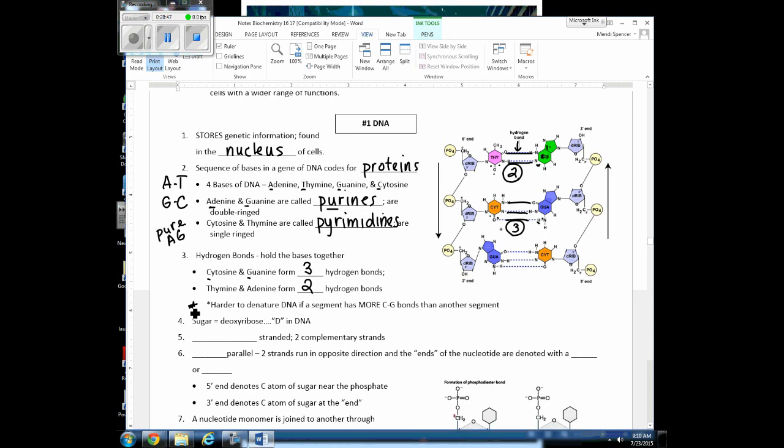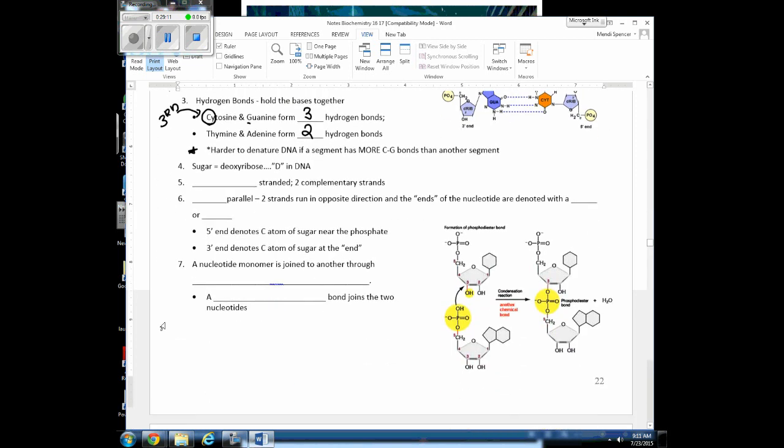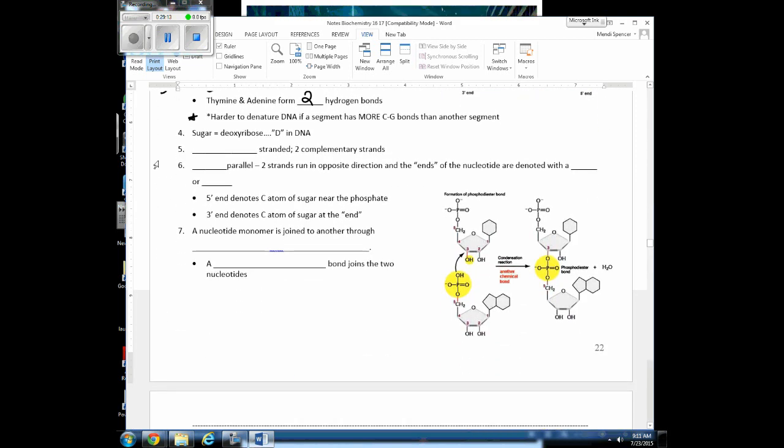Sometimes it takes tricks to try to remember this information, because there's a lot to memorize in this class. To help me remember which bases have 3 and which one has 2 hydrogen bonds, I usually remember that cytosine, that's the 3rd letter of the alphabet. Cytosine is the one that's going to form 3 hydrogen bonds, and it does so every time with guanine. We already mentioned the sugar in DNA is called deoxyribose, and that's where that D in DNA comes from, deoxyribonucleic acid. You can tell from the diagram that DNA is double-stranded.